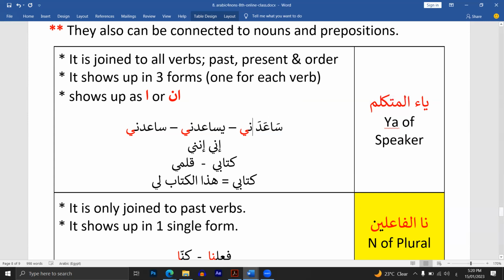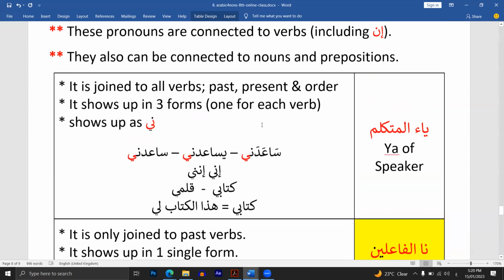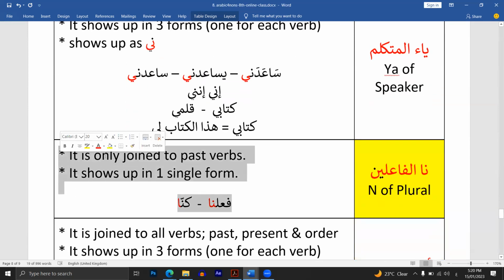Because it's originally sa'ada, this is the original verb. So once we see ni, we are talking about ya al-mutakallim. And this noun is to make the pronunciation easier. Okay? But it's not part of the pronoun. It will show up like this. So this is the first one, ya al-mutakallim. The second one, I just copied it.